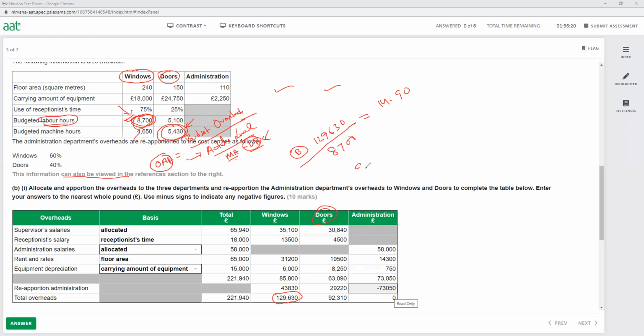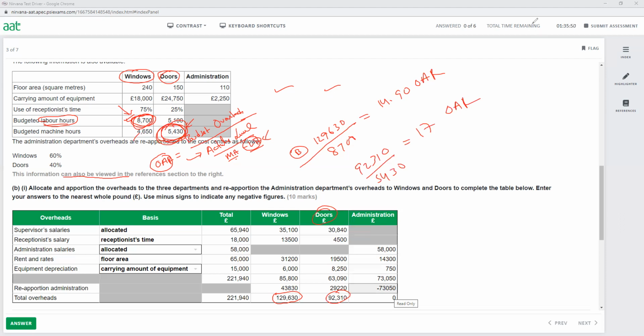Same thing for our door. So 92,310 divide, I'm going to take for the door 5430. So 92,310 divide 5430. That gives me 17. And that's my OAR, overhead absorption rate.